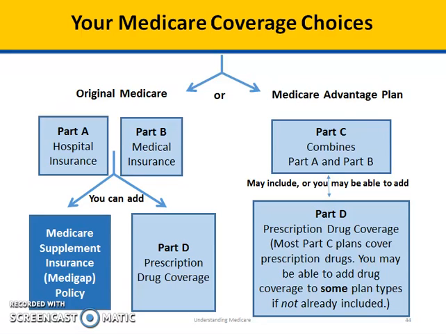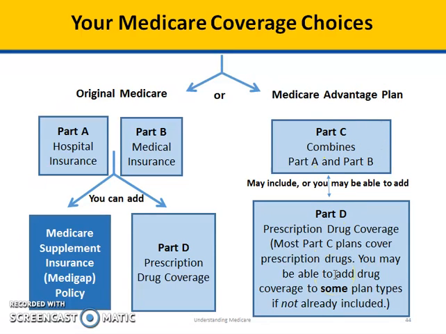You can also choose to buy Medicare prescription drug coverage Part D from a Medicare prescription drug plan. To buy a prescription drug plan, you can have Part A only, Part B only, or both. So let's go over this option.